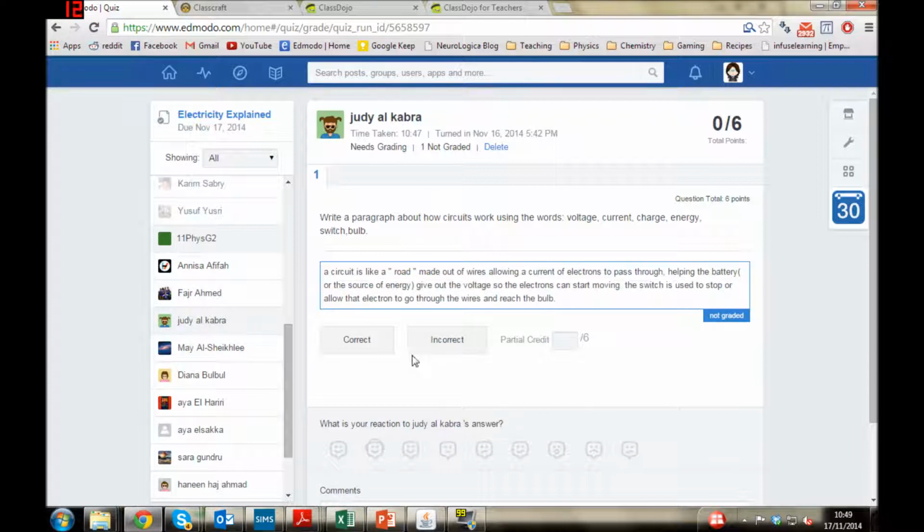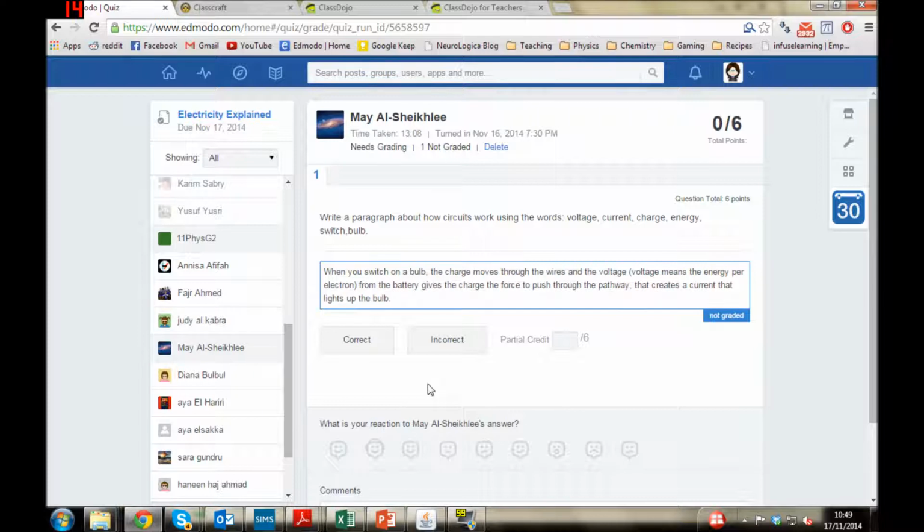On to Judy. A circuit is like a road made out of wires, allowing a current of electrons to pass through. Okay, yeah, cool. Helping the battery give out the voltage. Well, nothing really helps the battery give out the voltage. It naturally gives out electrons which have a voltage with them. The electrons can start moving. Yeah, that's correct. The switch is used to stop or allow that electron to go through the wires and reach the bulb. And then we should talk about how after it leaves the bulb, it goes back to the battery. So yeah, not bad.